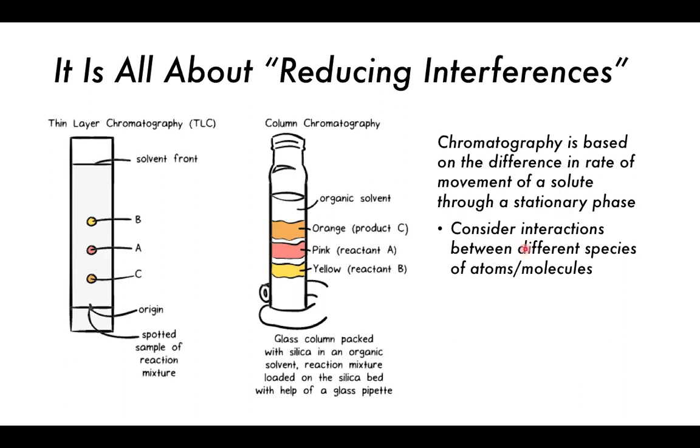Then we consider the interactions between different species of atoms and molecules. So for example, silica is made up of silicon and oxygen. So there are oxygen molecules in there. So polar compounds are going to probably interact more with the silica than non-polar compounds. So non-polar compounds are expected to move through the column very quickly. And so we can make use of those kinds of differences in interaction to actually affect this separation.